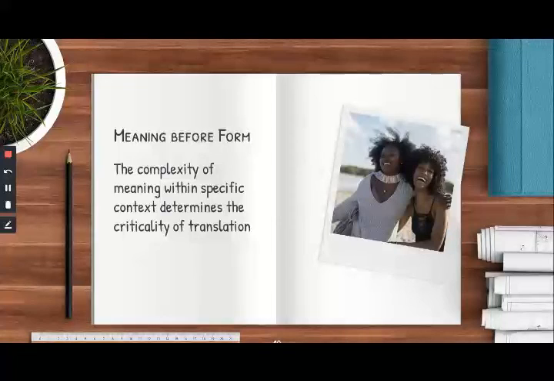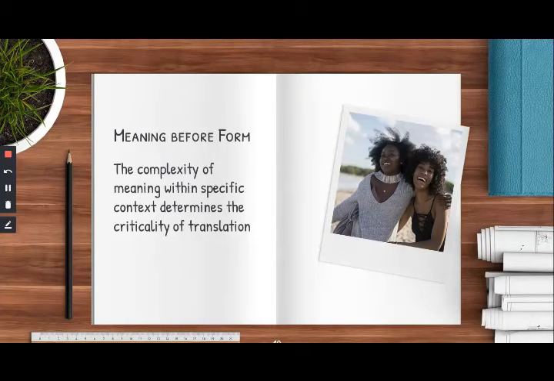So, yang bisa kita simpulkan dari beberapa contoh sebelumnya adalah meaning before form, okay? So, the complexity of meaning within specific context determines the criticality of translation. Jadi, semakin kompleks makna yang kita terjemahkan dalam sebuah konteks akan menimbulkan proses penerjemahan yang lebih kritis karena kita menerjemahkan banyak aspek di situ, tidak hanya berkaitan dengan grammar, vocabulary, syntax, semantics, tapi juga, for example, the culture. Okay, so always pay attention to the meaning first before the form.